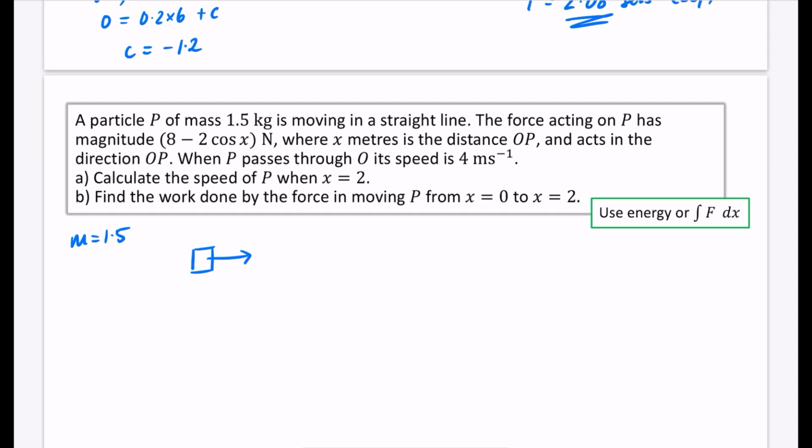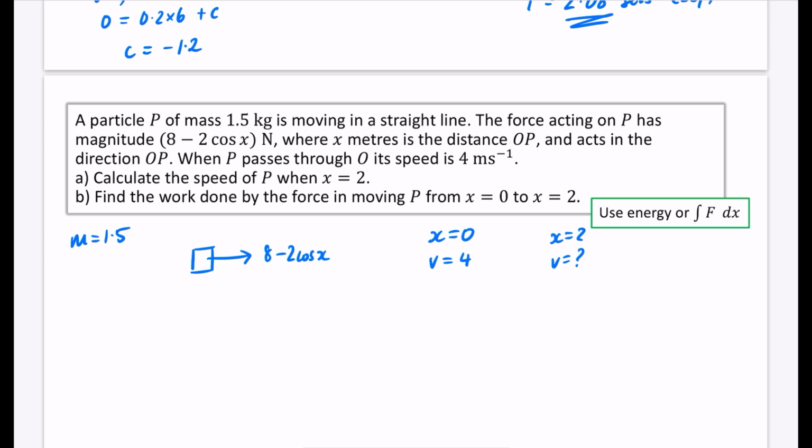Okay, so the force is 8 minus 2 cos x. And what else have we got here? We said when P passes through O, in other words, the displacement is 0, the speed is 4. And we're going to try and find out later on what is the speed of P when x equals 2. So we're going to say when x equals 2, what is the speed equal to?